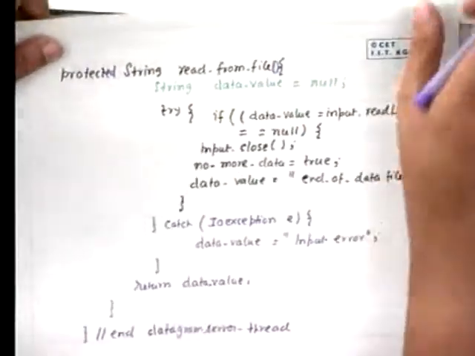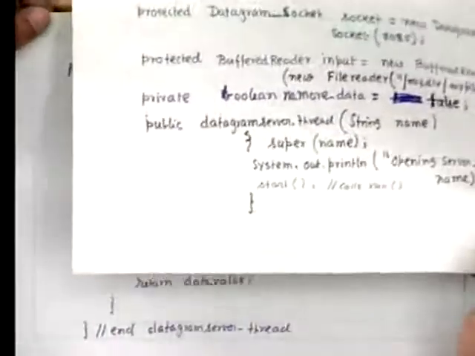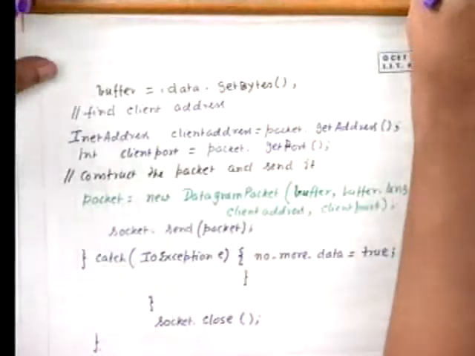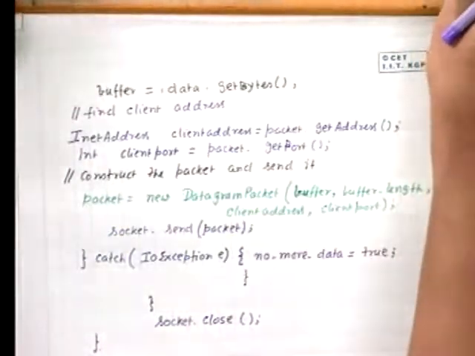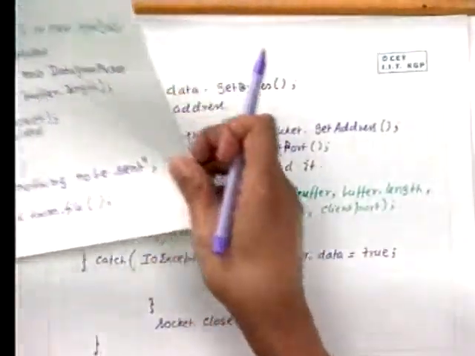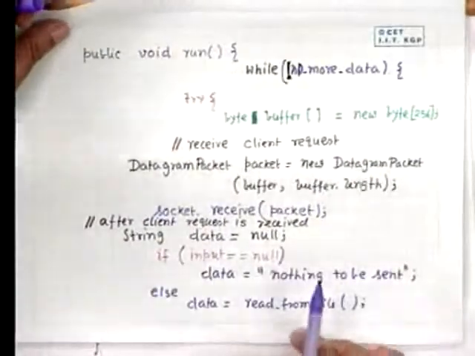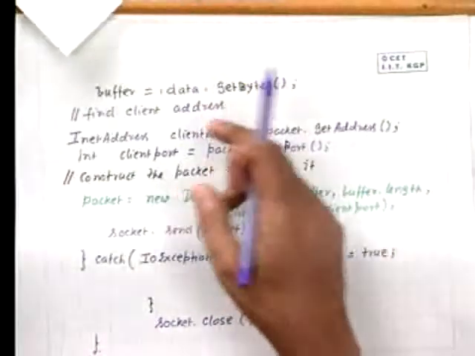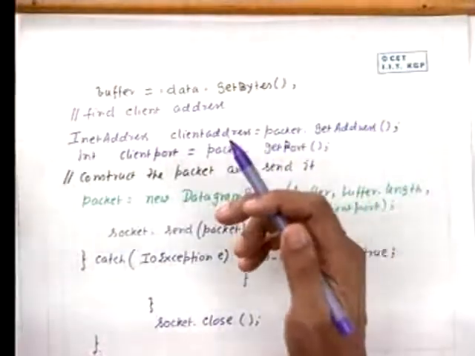And this is a very simple one. This method essentially reads from the file and sends the result back to the thread here, and the data is later converted into bytes and sent to the client.